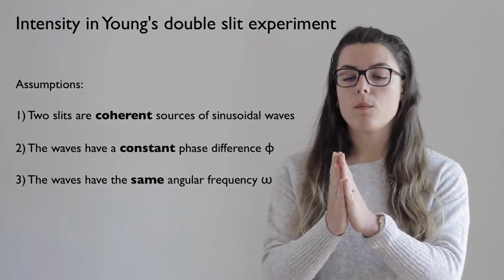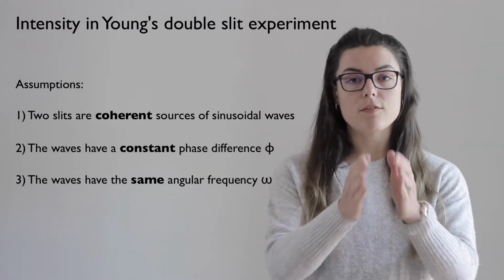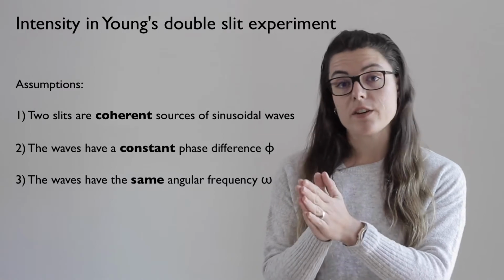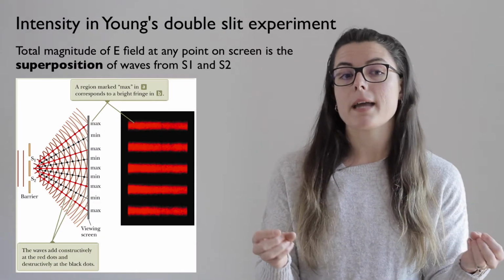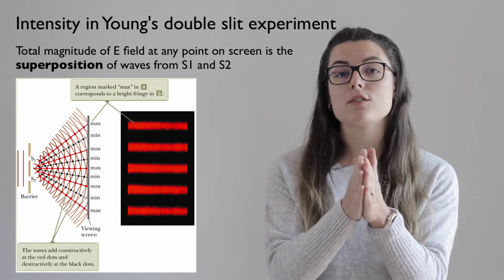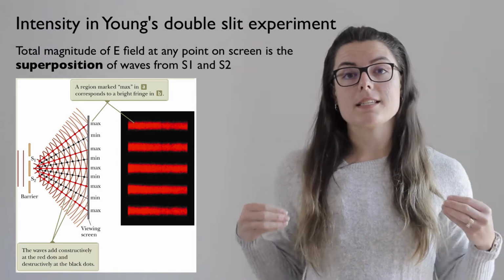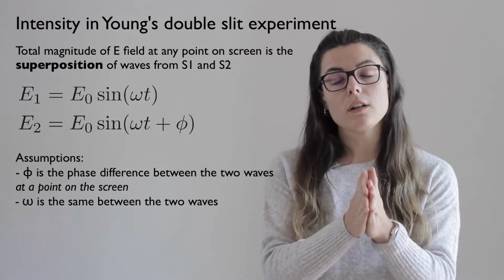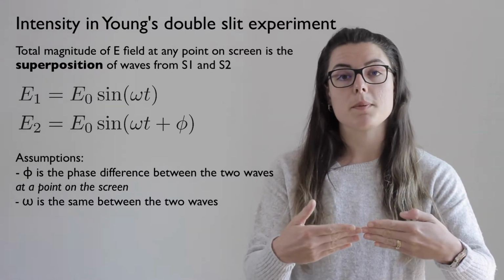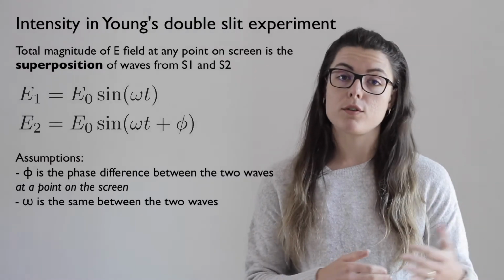So therefore, when we're looking at the interference pattern, remember we have constructive interference where there are bright fringes and destructive interference where there are dark fringes. Therefore, the total magnitude of the electric field at any point on the screen is going to be the superposition of the light rays coming from the two slits. So if the total electric field at a point on the screen is the superposition of two waves, what we can do is write an equation for both of those waves.